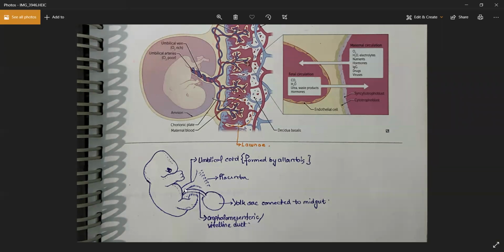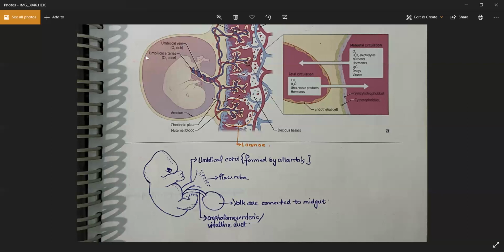Second, you have the umbilical cord, which is connecting the fetus to the placenta. This umbilical cord contains two umbilical arteries and one umbilical vein. Umbilical arteries carry the deoxygenated blood to the placenta, and from the placenta, the oxygenated blood is carried by the umbilical vein. So the umbilical vein is the oxygen-rich part, and the umbilical arteries are the oxygen-poor part. Two arteries and one vein.